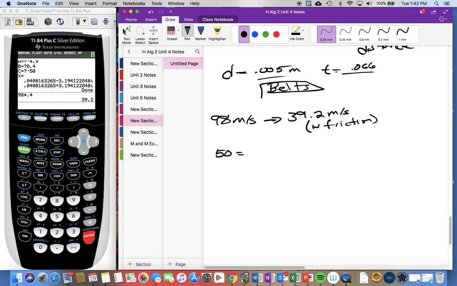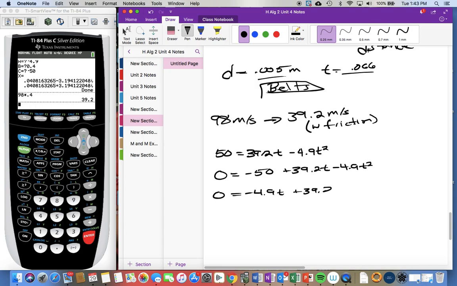So we've got 50 is equal to, we've got our 39.2 multiplied by t. I'm going to go ahead and leave that as my simplified negative 4.9 t squared from before. And again, that's coming from 1/2 a multiplied by t squared. Let's move the 50 over. 0 equals negative 50 plus 39.2t minus 4.9 t squared. And then let's put this in standard form. So negative 4.9 t squared plus 39.2t minus 50. And let's see where this gets us.